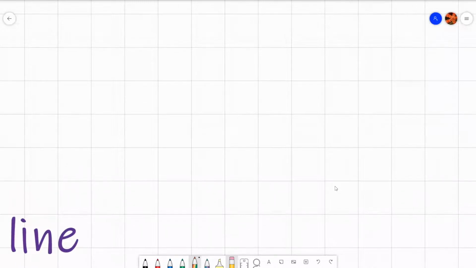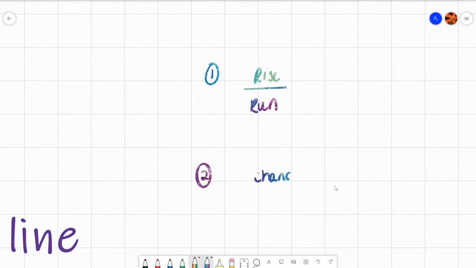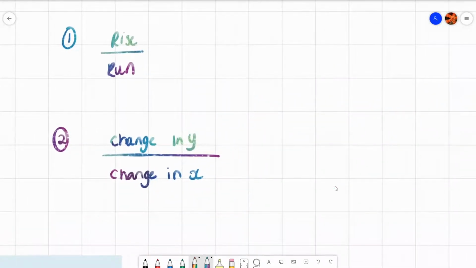The first one is, some teachers may say rise divided by run. That's a popular one. Or some might say change in y divided by change in x. That's the most popular one. It can be written a different way. So it could be y2 minus y1 over x2 minus x1.